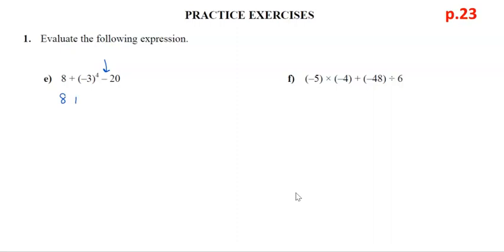So you could have 8 plus negative 3 to the power 4, and you can change the subtraction to addition and change the 20 to a negative 20, and all will be well. At any point during order of operations you want to get rid of subtraction, you can do so and you will come to the same result.